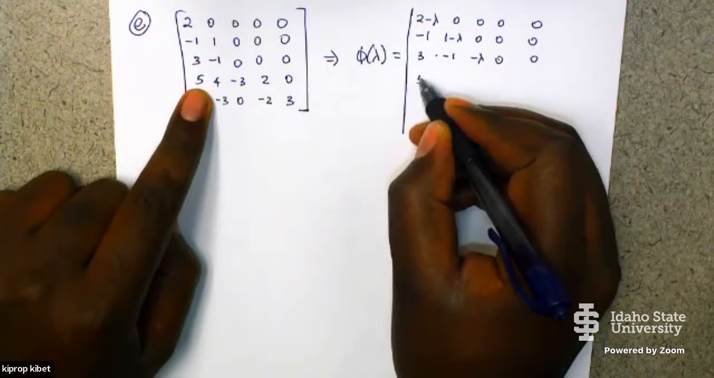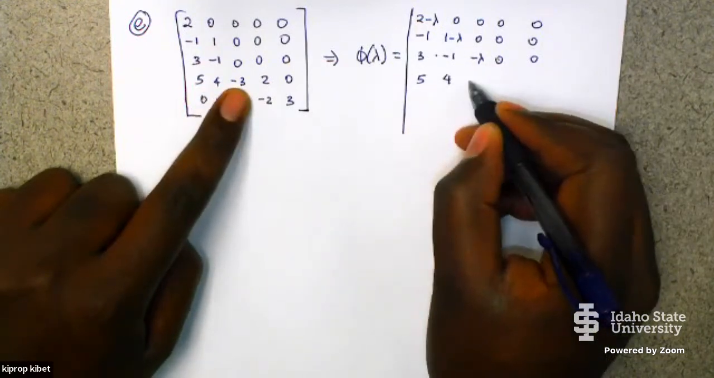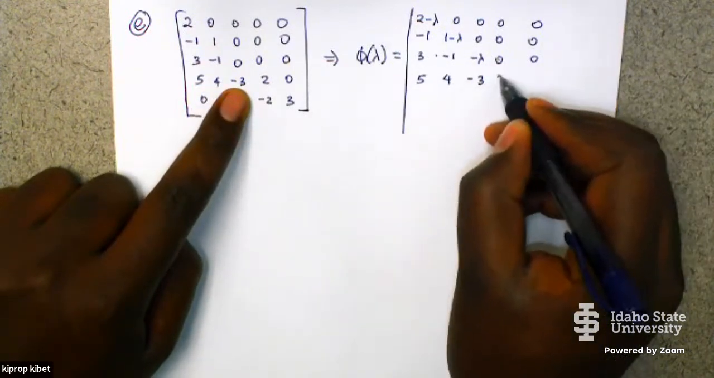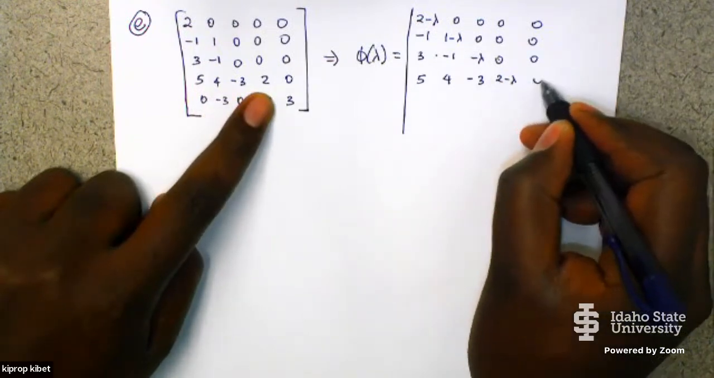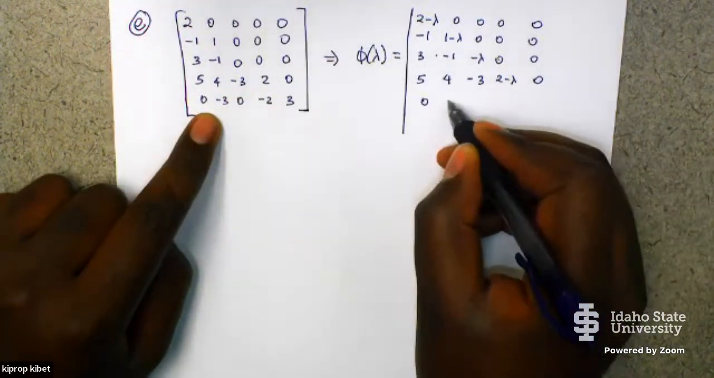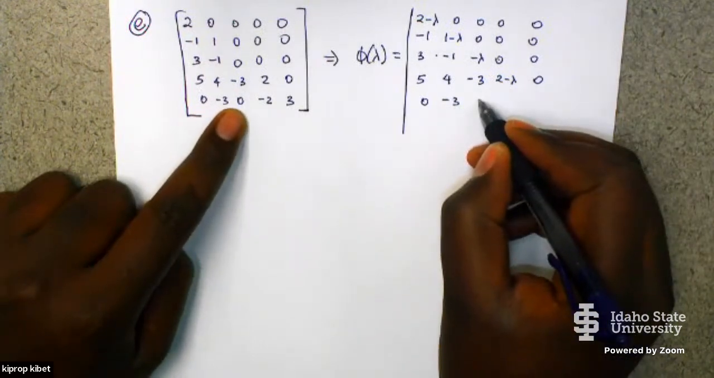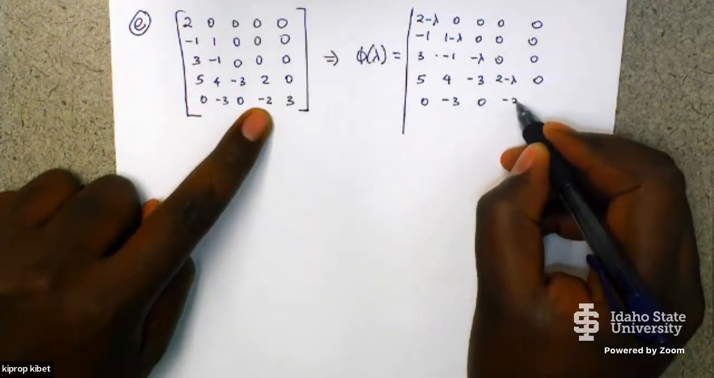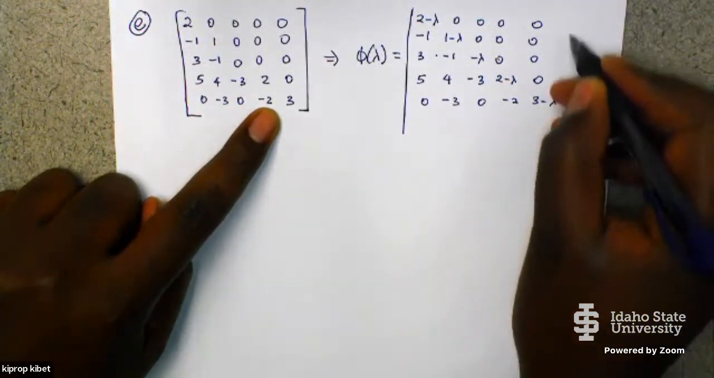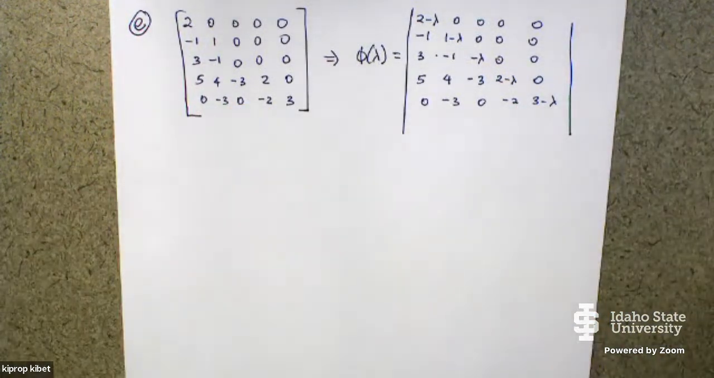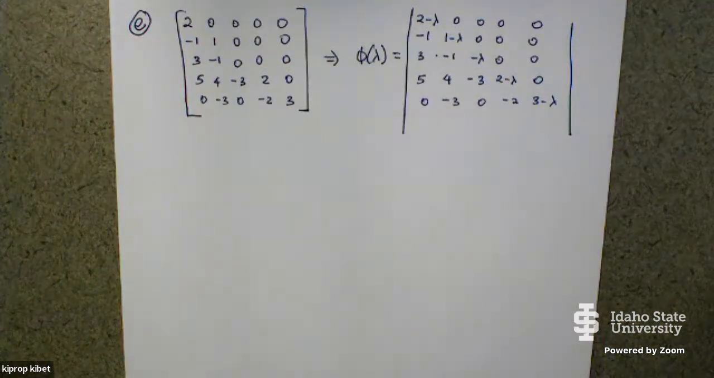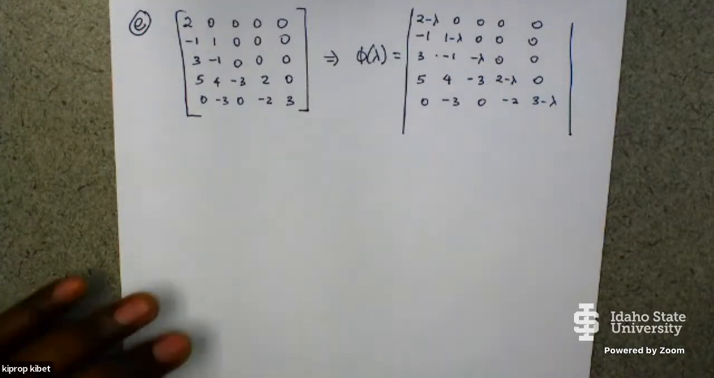Then we have 5, 4, -3, 2 minus lambda, and then 0. And then we have 0, -3, 0, -2, 3 minus lambda. So we want to get a determinant. Now, since it is a triangular matrix, then we just multiply the entries on the main diagonal.